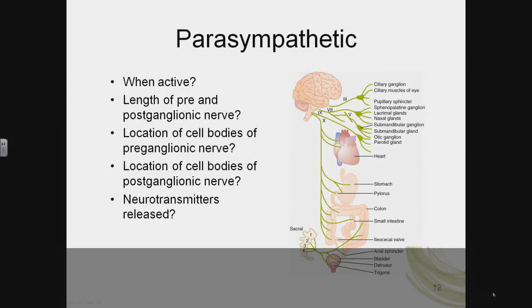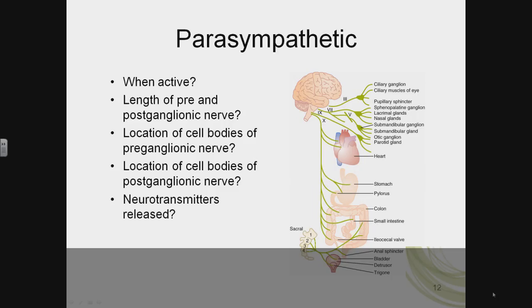So when is the parasympathetic active? All the time. When is it more active is the better question. Resting, digesting, peeing, and reading. Length of the preganglionic axon is very long.